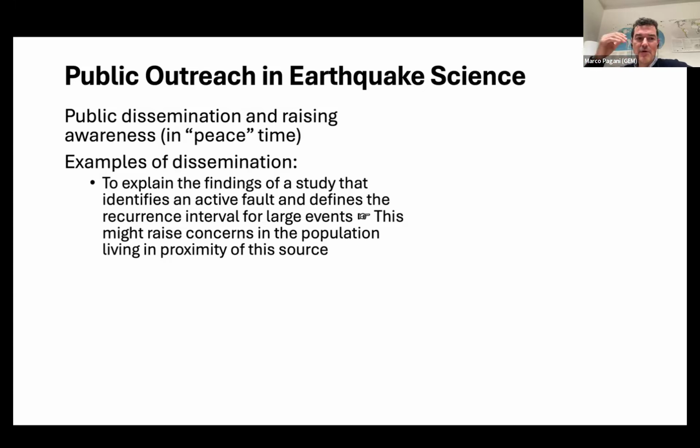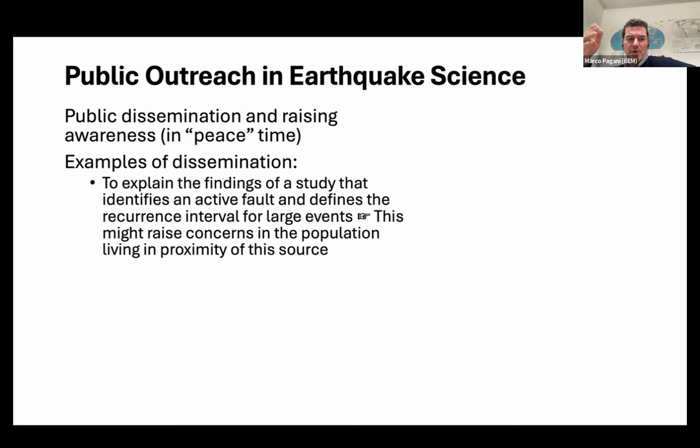So one example of dissemination, or actually it would have been better to say communication in peacetime, is to explain, for example, the finding of a study that is identifying an active fault, so discovering a new active fault, or providing new information that is changing substantially our understanding of the recurrence interval for large events occurring on that fault. And when this is communicated, for example, in journals, this can raise a lot of concerns in the population.